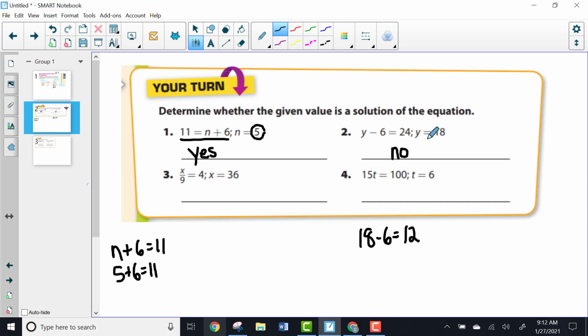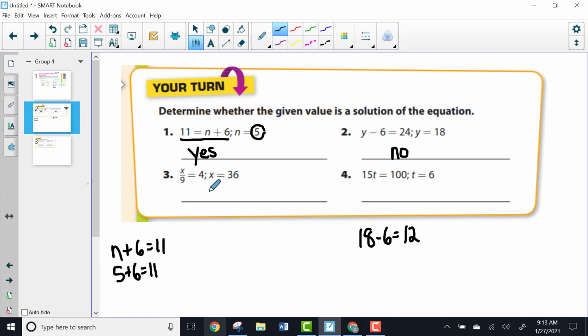Why do we know it's not a solution? Because 18 minus 6 does not equal 24. All right, so we know that would not work. What could be a solution, or what is a solution? 30 would be the solution. 30 minus 6 does equal 24. But they didn't give that option to us, so we just simply write no.